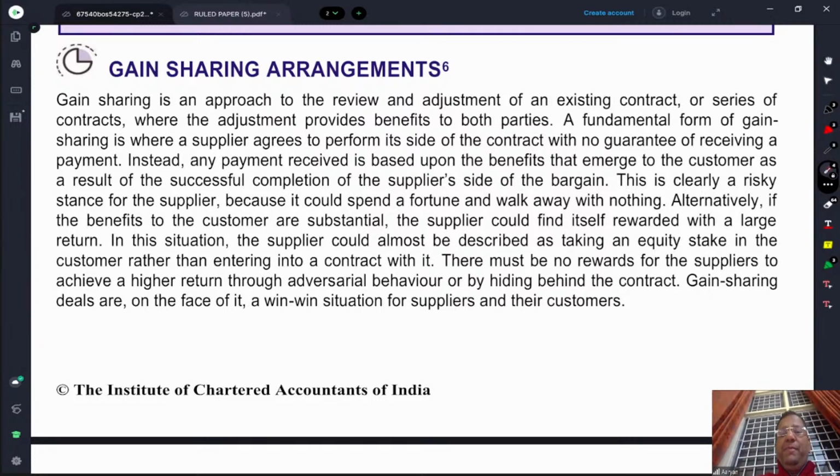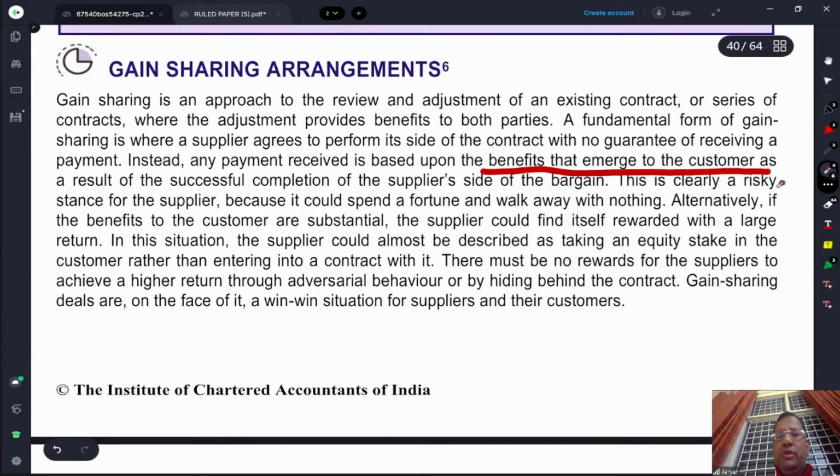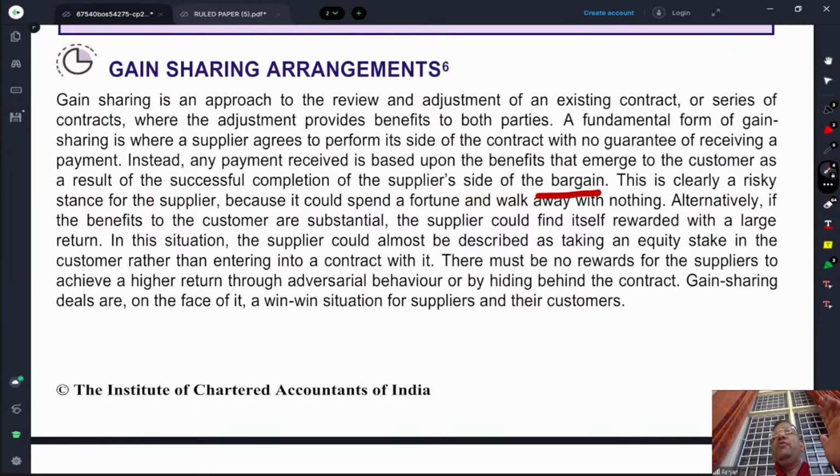Suppose the construction cost that has been agreed between me and the contractor is 90 lakh rupees. हमारे बीच में जो एग्रीमेंट हुआ है that is about 90 lakh rupees. Okay. Now situation number 1. If the supplier fulfills, if ever the customer has been benefited as a result of the successful completion of the supplier side of the bargain, whatever the supplier has communicated to me, if that has materialized, whether the supplier will receive payment.